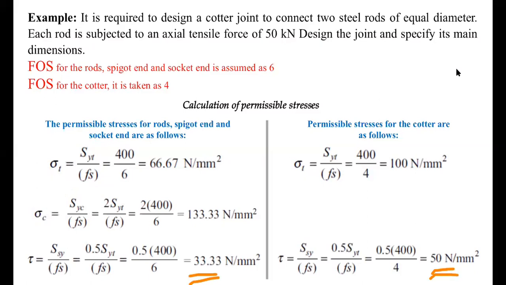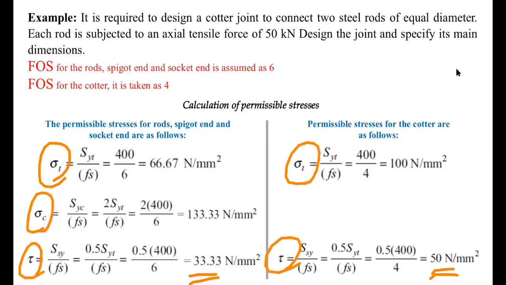The values of sigma T, sigma C, and tau will be given in your question. If any question comes from GTU, they will give you the stresses, so you need not calculate these things. If they provide SYT, then you have to calculate, but I think they will give you sigma T, sigma C, and tau. Next, these are the dimensions.